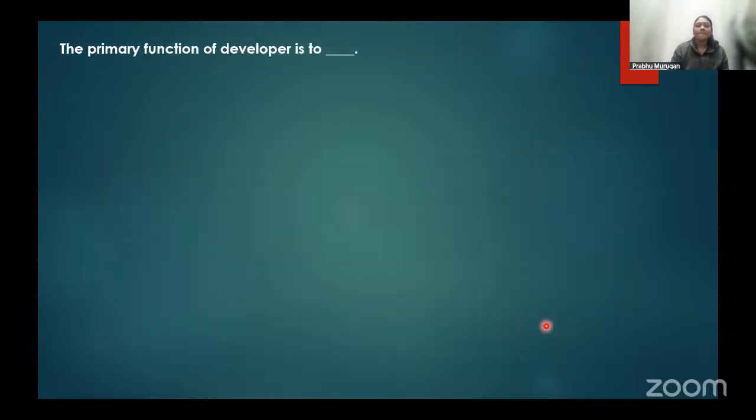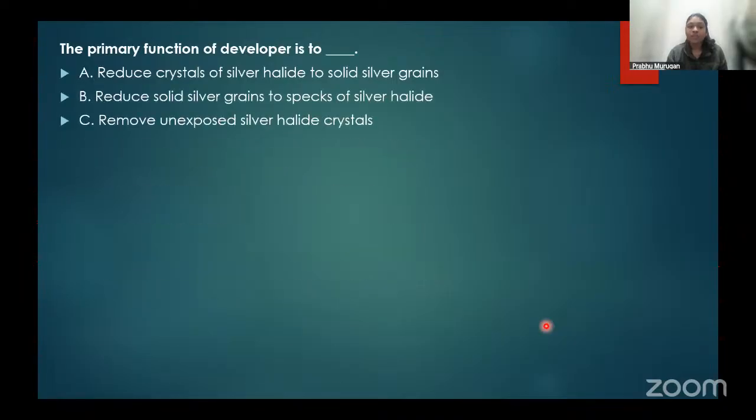So the primary function of the developer, four options they've given: reduce the crystals of silver halide to solid silver grains; reduce the solid silver grains to specks of silver halide; remove the unexposed silver halide crystals; remove the exposed silver halide crystals. The correct answer is option A.